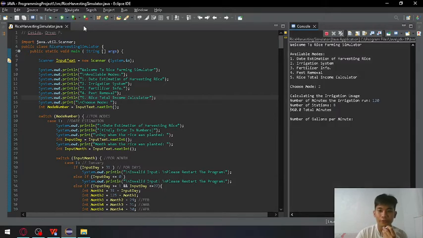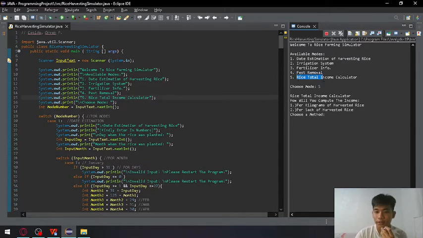Now let's proceed to the fifth mode. Let's type 5, which is the rice total income calculator. The rice total income calculator offers ways to compute our harvested rice. The first option is per kilogram of harvested rice, while the second option is per sack of harvested rice. Let's try number 1, the per kilograms.